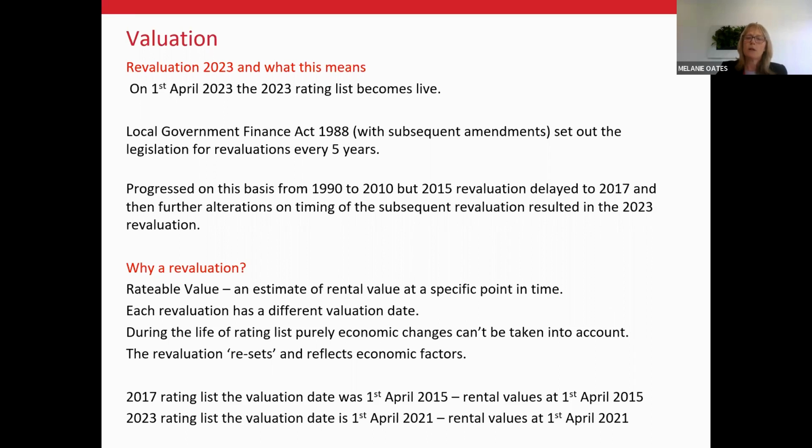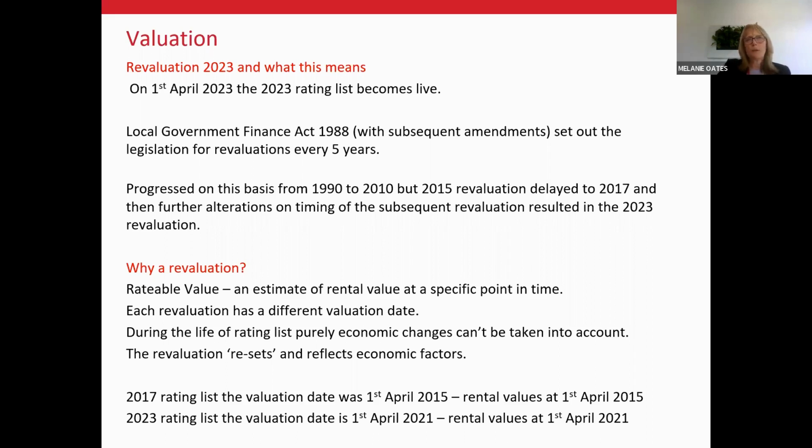Just a note as well, whilst we've had 5 yearly revaluations in the past, except for the 2017 rating, which was delayed, from now on, it's set down. The revaluations will be every 3 years. So the 2023 rating list is just for a 3-year period.